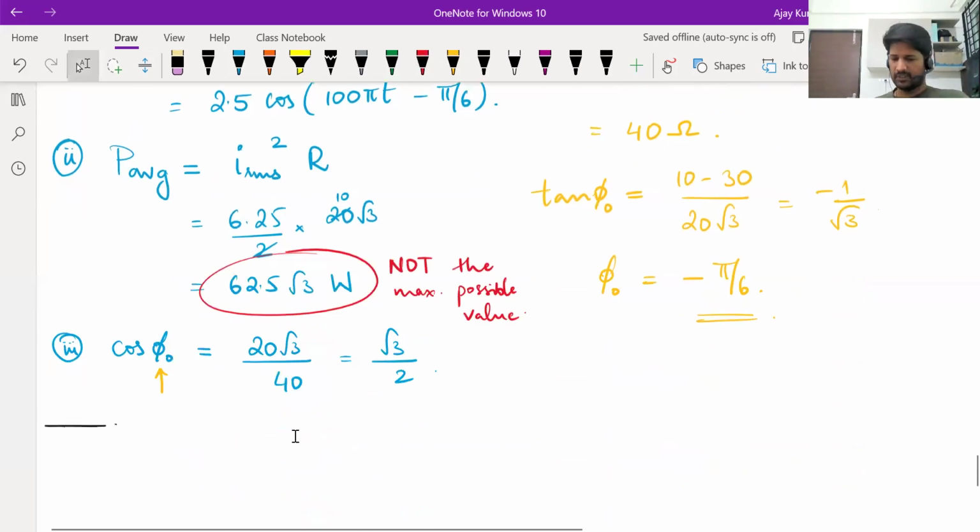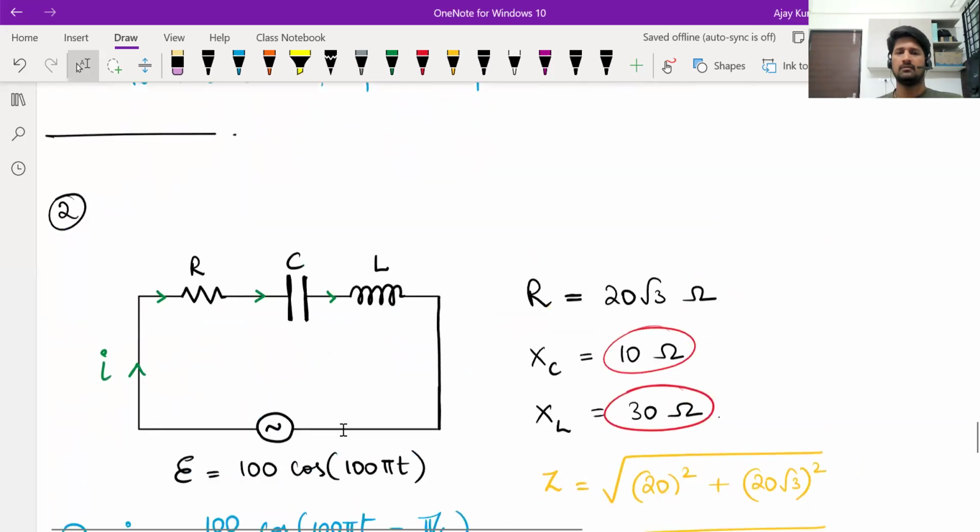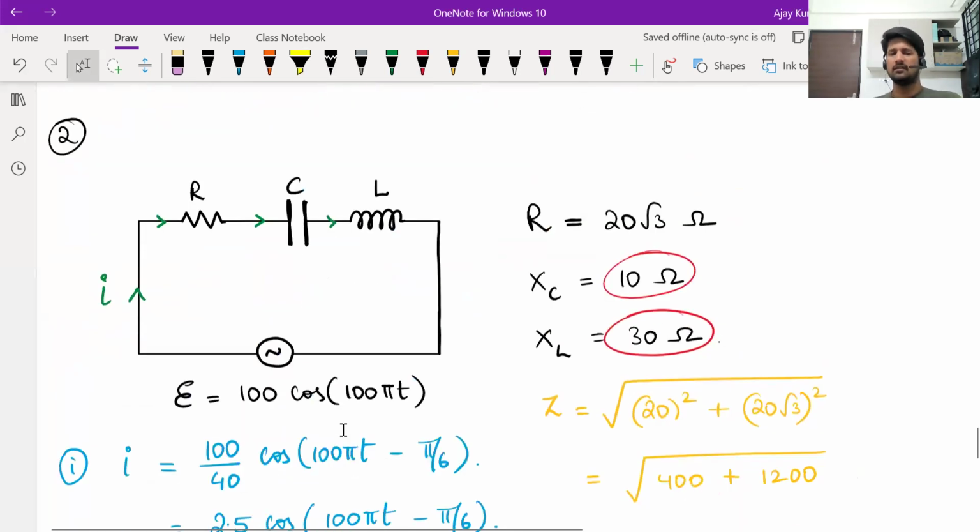Now we got the power dissipated. Basically, this 62.5 root 3 is the rate at which energy is being lost from this circuit. Okay. Who is supplying energy to the circuit? What is driving the current here? What is providing electrical energy?